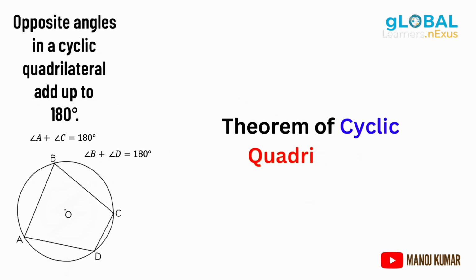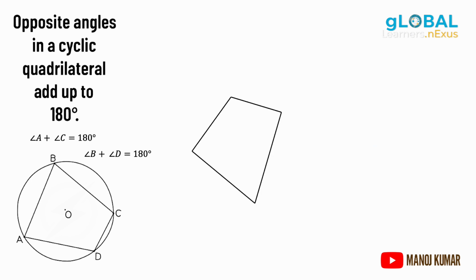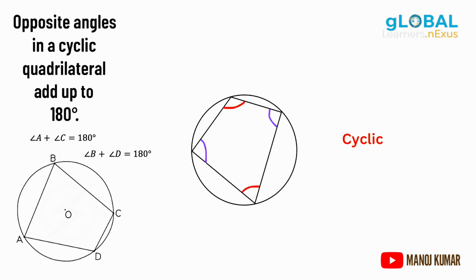Theorem of cyclic quadrilateral. A quadrilateral is called cyclic if all its 4 vertices lie on a circle. The important property of a cyclic quadrilateral is that its opposite angles are always supplementary. This means that if we take any 2 opposite angles of a cyclic quadrilateral and add them together, the result will always be 180 degrees.